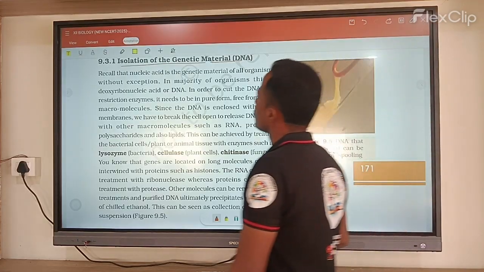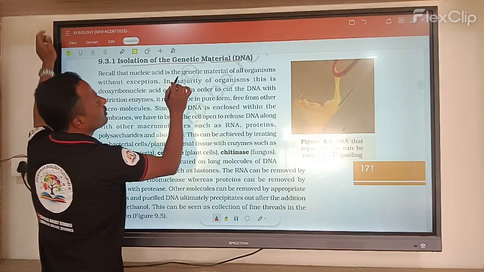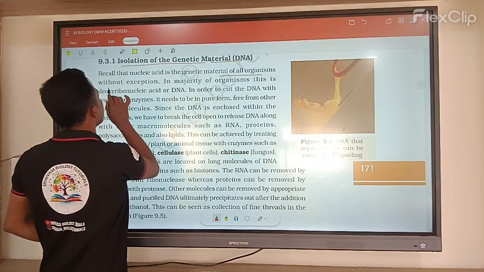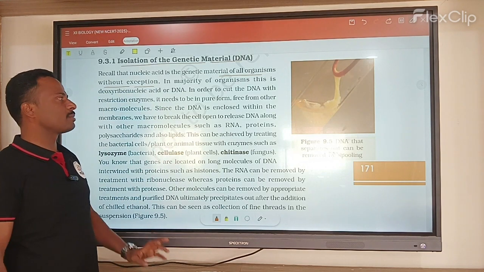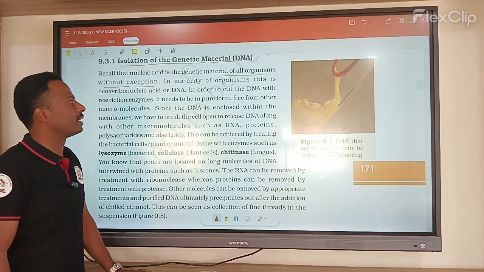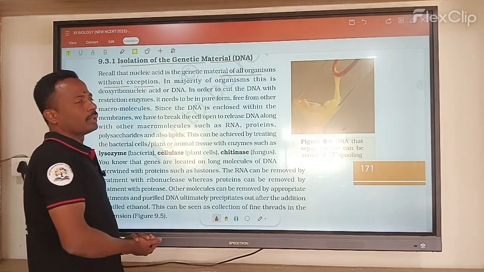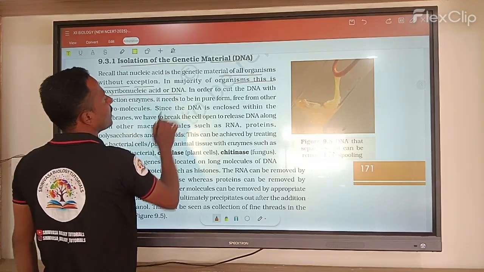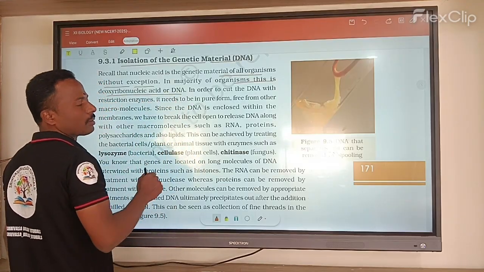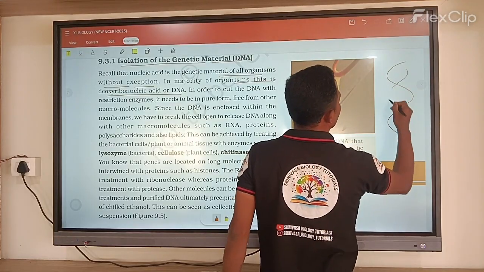First, isolation of the genetic material DNA. Recall that nucleic acid is the genetic material in all organisms. So already we know that all organisms contain DNA as the genetic material, and in some, RNA also, which is a nucleic acid. Here the majority of organisms have deoxyribonucleic acid, or DNA, present in them.